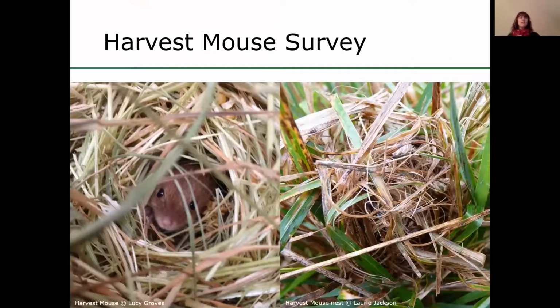There's also a harvest mouse survey, which the Mammal Society will be running again in the autumn. And this is basically going out looking for harvest mouse nests. So having a look in long grass and finding these beautiful woven nests that the harvest mouse creates. So that's something to look out for in the autumn, and you should hopefully see some publicity around that closer to the time. It's a really lovely survey to be involved with.